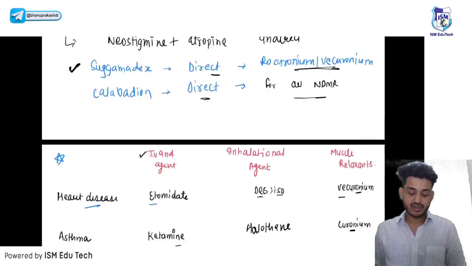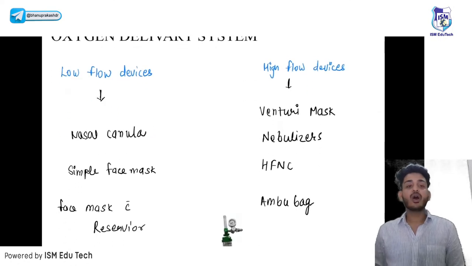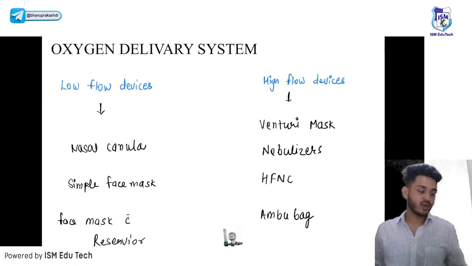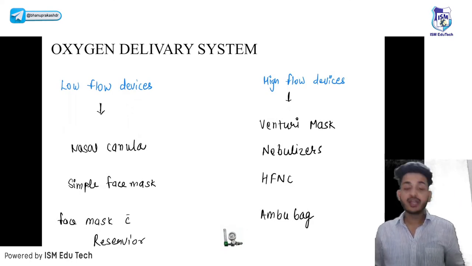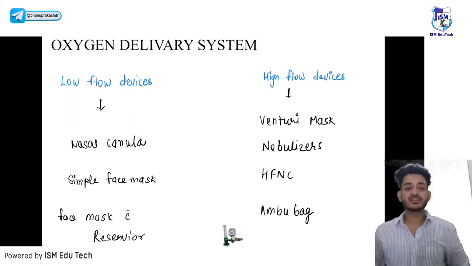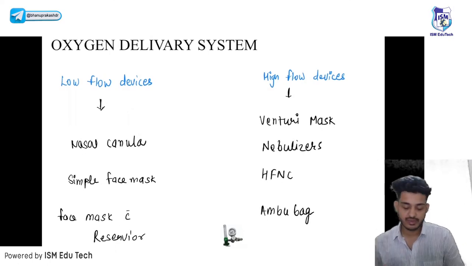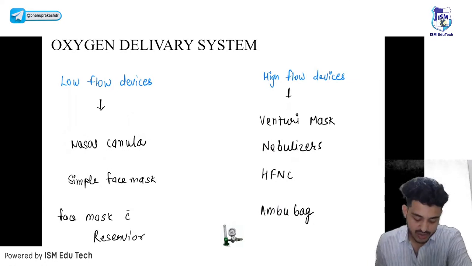Now we are done with the anesthetic agents as well, guys. So now the topic will be oxygen delivery systems. Now we are going to study the oxygen systems. We have two types of devices: low flow devices and high flow devices. Whatever flow is coming, on the basis of that, according to the disease and requirement of the patient, we are using oxygen devices.